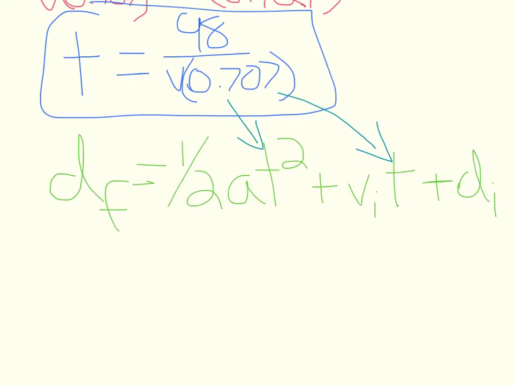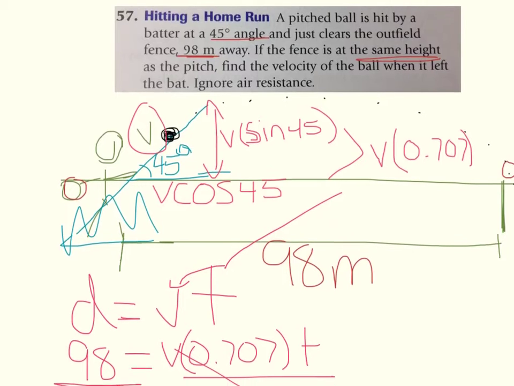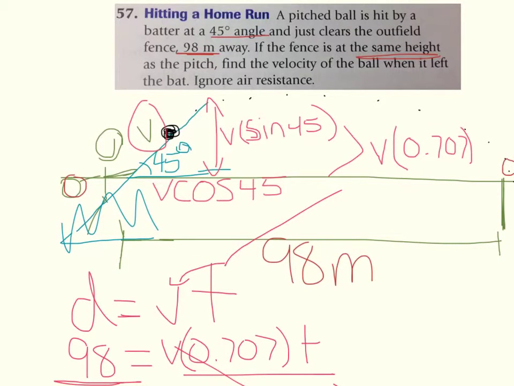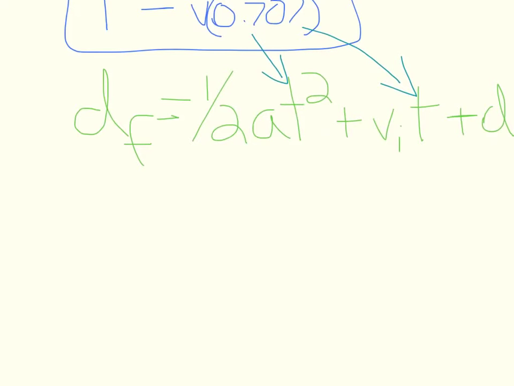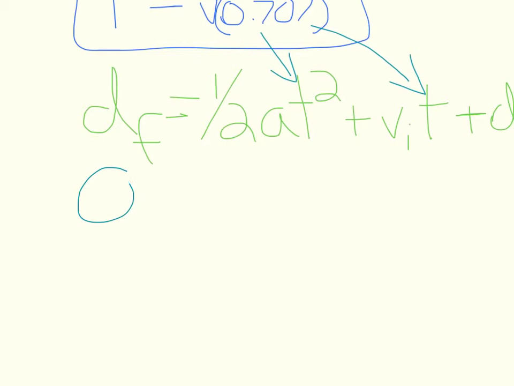So now, what other values do we know? We know that the two distances, since it was at the same height, are 0. So the initial height was 0 and the final height was 0, and we can plug that into our equation. So we have 0 equals 1/2, and we know that the acceleration due to gravity is negative 9.8. That's a 9, not a 4.